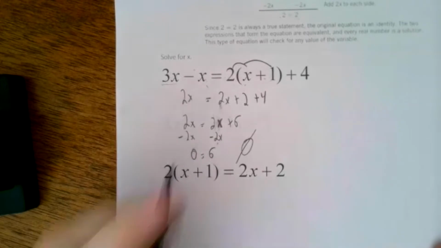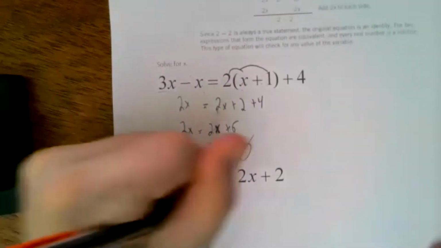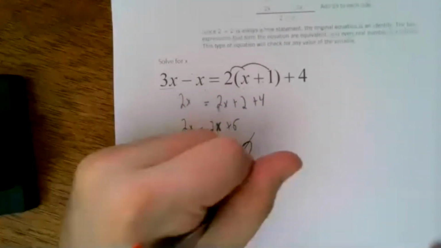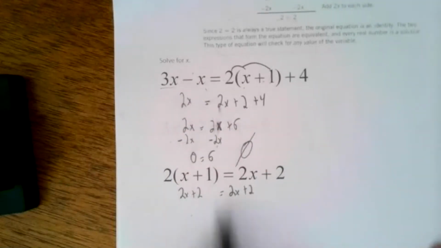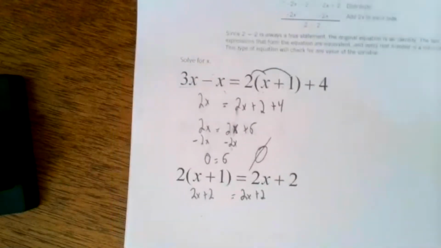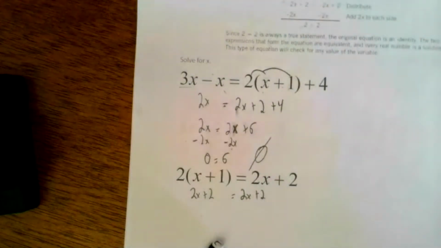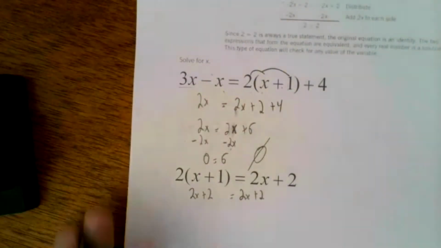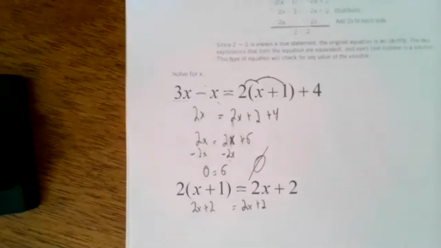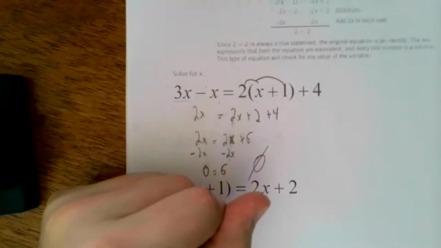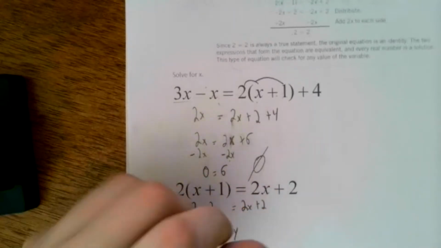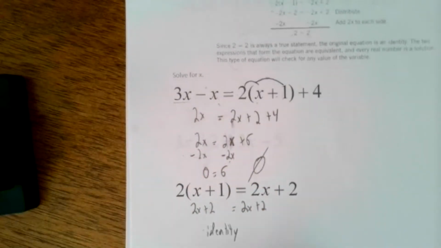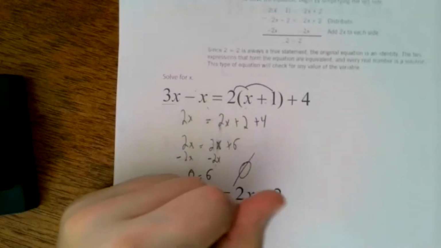So we get 2x plus 2 on the left, and 2x plus 2 on the right. So before we go any farther, what do we notice about this? They're the exact same thing, right? So is this an identity or a contradiction? Identity. Yep, it's an identity, right? So when your left side looks exactly like your right side, we get an identity. And an identity means that we have a solution of all real numbers, right?